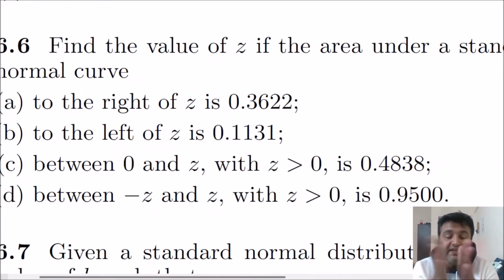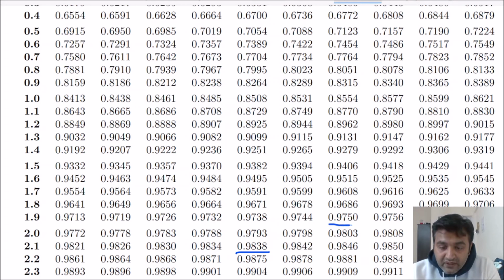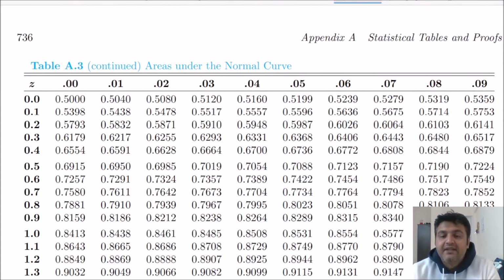Now we know that the area from minus infinity to 0 is 1 by 2. So the area from minus infinity to z will be 0.5 plus half of this, which is 0.4750. So 0.4750 plus 0.5, you get 0.9750. So you have to simply look for the value of z such that the area is 0.9750. If you look at the table over here, 0.9750, the answer is z equal to 1.96. So that's the answer for the fourth part.